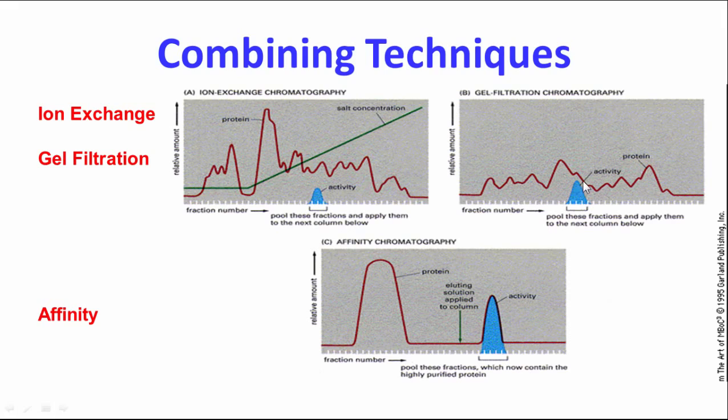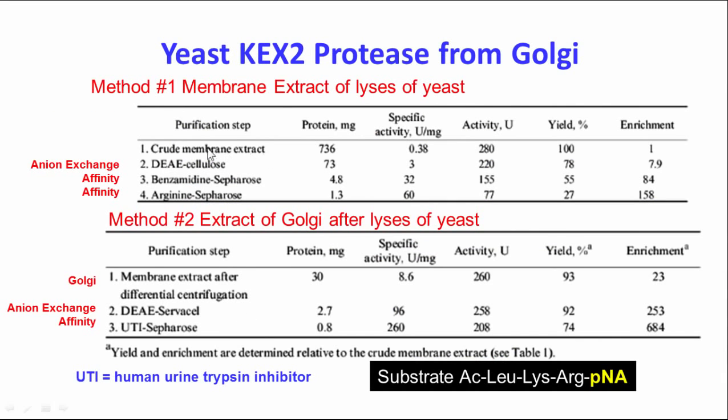Then you run it on gel filtration, and there's some big proteins and some little proteins, and you concentrate on your peak here. And then finally you do an affinity chromatography technique, in which there are lots of proteins that are not bound, and they wash through, and then you change the conditions and elute yours, and hopefully it's pure at this point. So here's an example of a couple of methods for purification of the KEX2 protease that's found in the Golgi of the yeast.